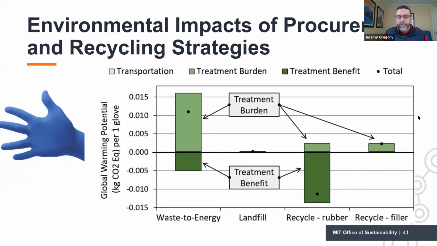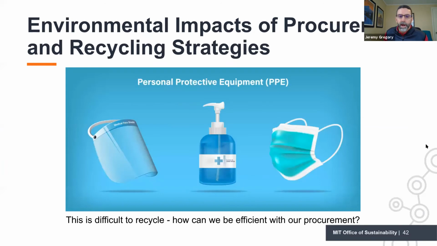This here is showing basically where we looked at both burdens and benefits associated with those 4 different strategies you see along the bottom: waste to energy, sending gloves basically for incineration, that's waste to energy, landfill, or recycling when it can be used again as rubber, or recycling when it's used as a filler. And what you can see, those dots show the net numbers, and it's a pretty significant variation. But this is an example of how we're trying to quantify what is the right thing to do from an environmental standpoint.